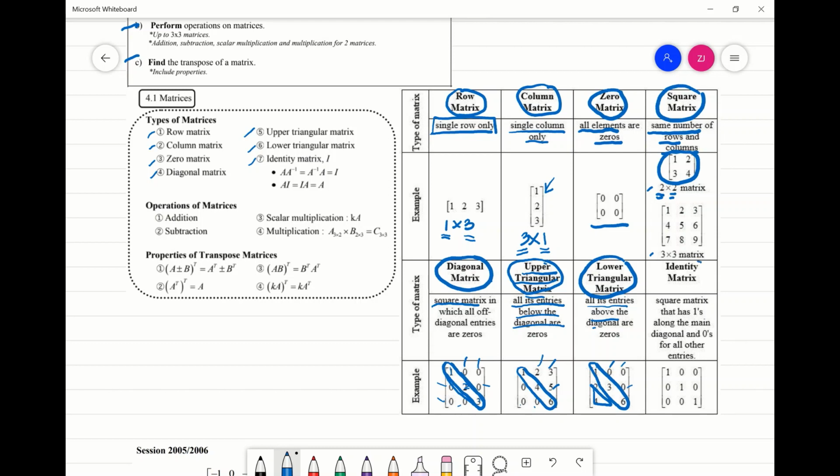Lastly, the identity matrix. What is an identity matrix? Again, an identity matrix is a square matrix, which has the same number of rows and columns, and it has ones along the main diagonal and zeros for all other entries. So we can say that an identity matrix is also a diagonal matrix. Recalling the definition of a diagonal matrix, we have the elements in the main diagonal part to be non-zero, and the rest of it will be zeros. That is the identity matrix.